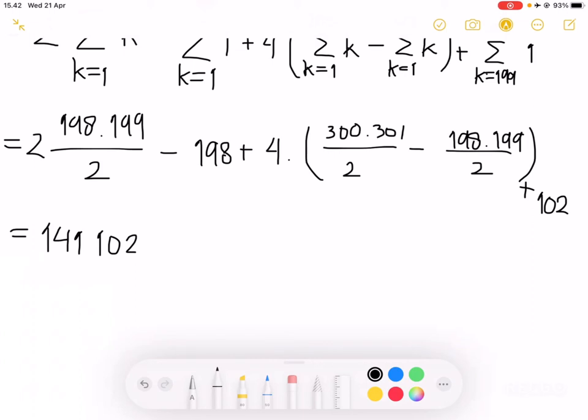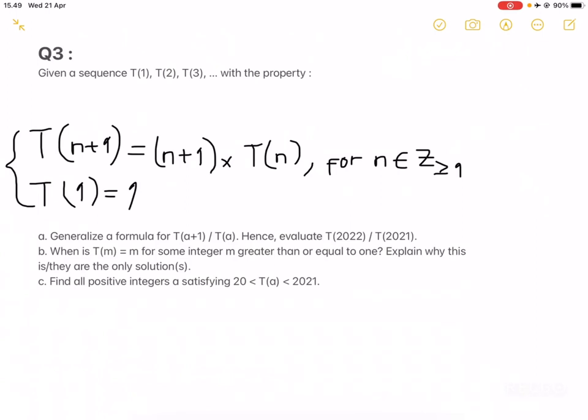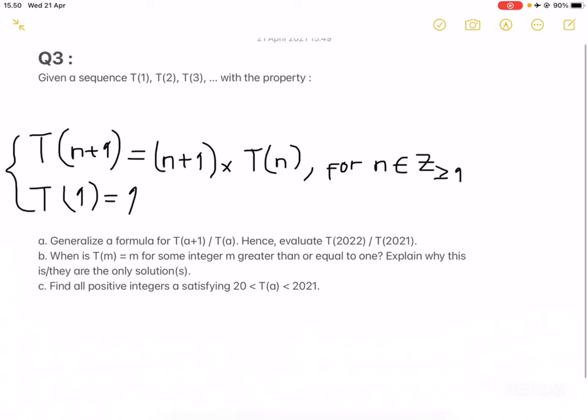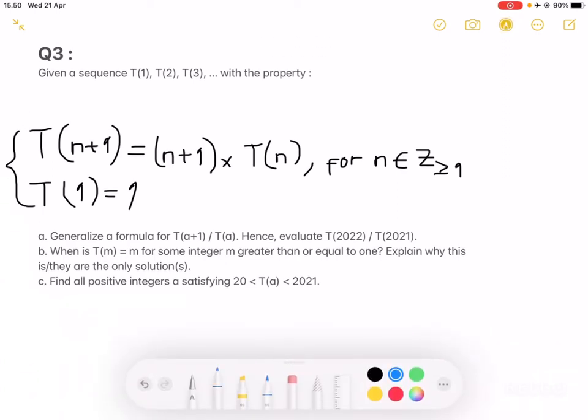Alright, so this is question 2. Let's jump into question 3 and our final question. Alright, for question 3, which is the last question, given a sequence t of 1, t of 2, t of 3, and so on, with the property that t of n plus 1 is equal to n plus 1 times t of n. And this is true for some integer n which is greater than or equal to 1.